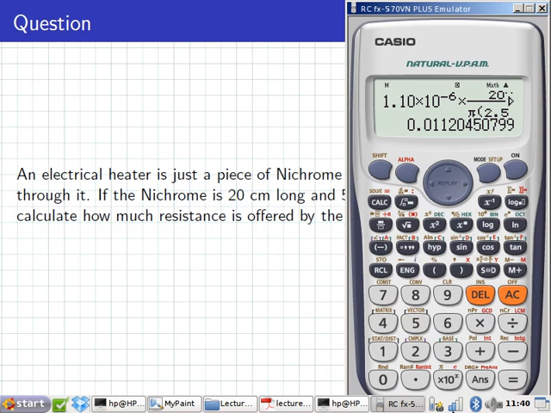Now that's not really a real answer because for a real electric heater it's more than 20 centimeters. The wire inside it goes like this. So maybe if you were to pull it out it could be like, I don't know, 3 meters or something. So if I just change this to 3 meters, let me just see what I would get. Yeah, still small.